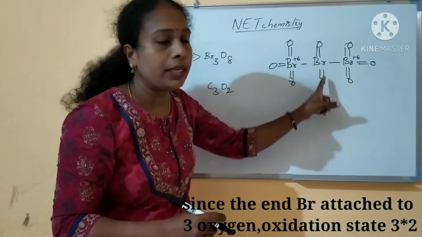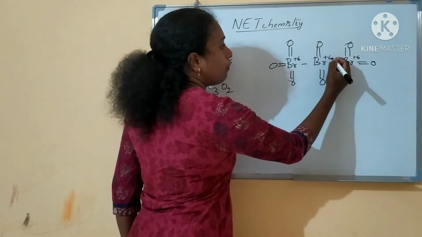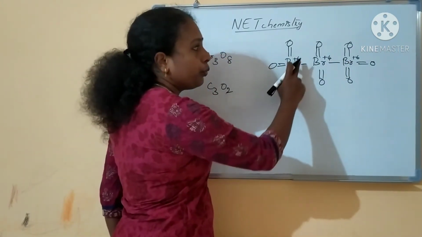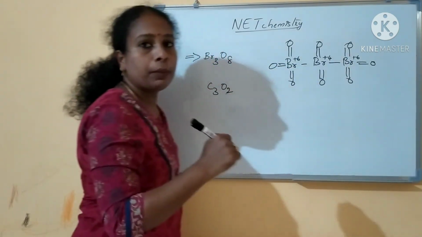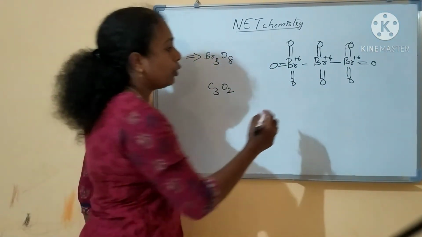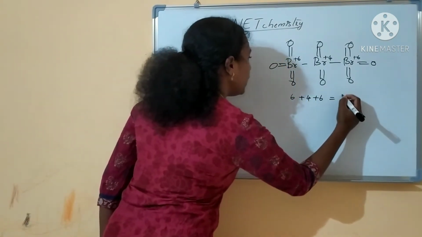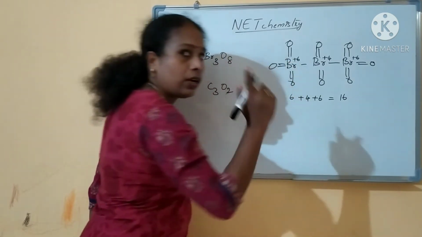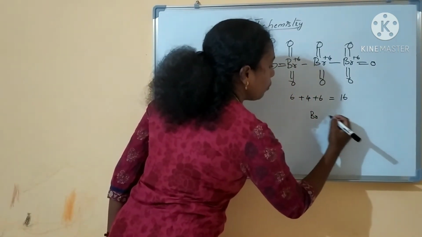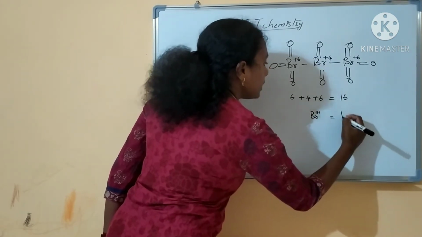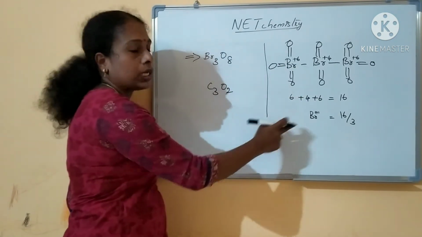And the middle bromine atom is attached to 2 oxygen atoms, so it will be +4, right? So you sum up all these oxidation states and divide by 3, then you get the oxidation state of bromine. 6 plus 4 plus 6, how much do you get? 16. For a single bromine atom, you have to divide 16 by 3. Clear? This is the way you find the oxidation state.